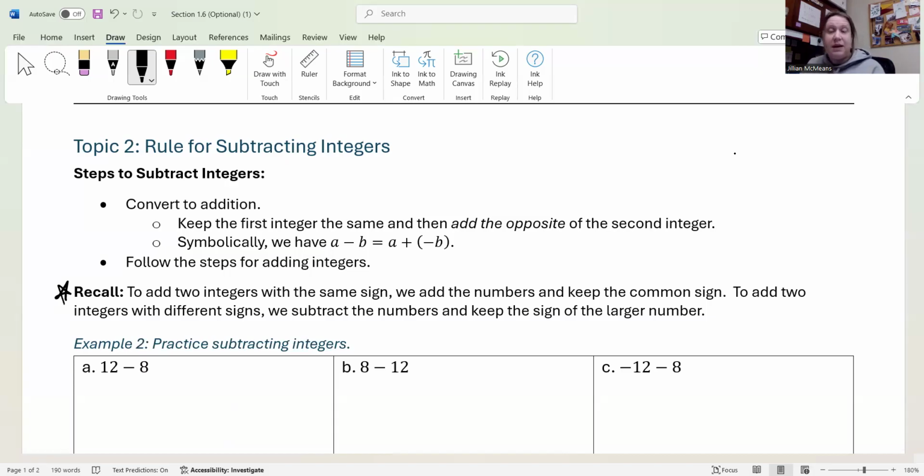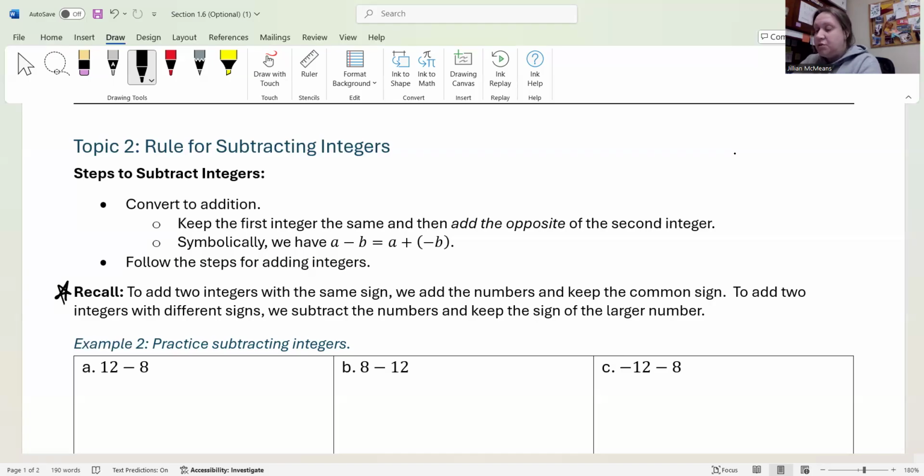If they were negative to begin with, you keep them negative. Now, to add two numbers with different signs, you take the absolute values, you subtract the two numbers, and whichever number had the larger absolute value, that's the sign you keep, okay? So kind of in short, we say to add two integers with the same sign, we add the numbers and keep the common sign. To add two numbers with different signs, we subtract the numbers and keep the sign of the larger number.